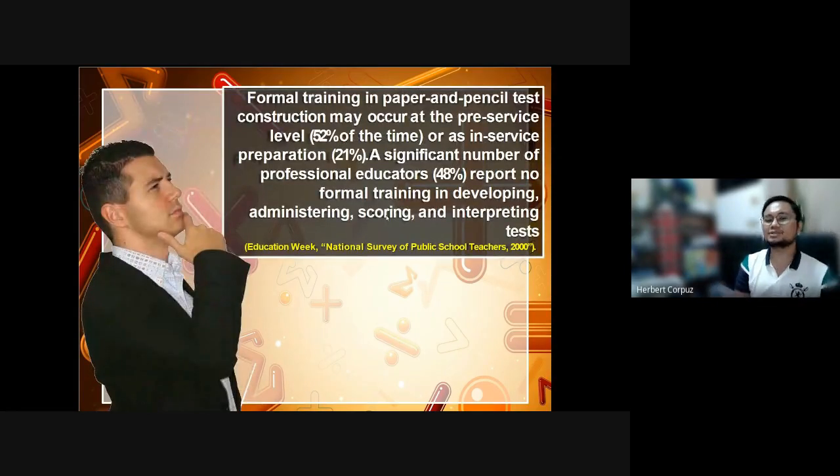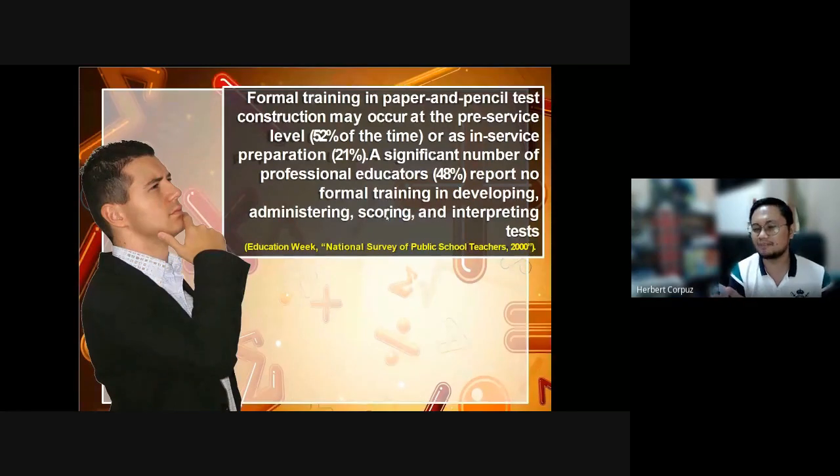Then another literature says, formal training in paper and pencil test construction may occur at the pre-service level. Kasi ang pre-service level, ito yung katulad ng ginagawa ninyo as students ng teacher education. Yan yung tawag natin pre-service level. Because you are still learning. Okay, you are still learning how to become a teacher in the future. So that's pre-service learning level.